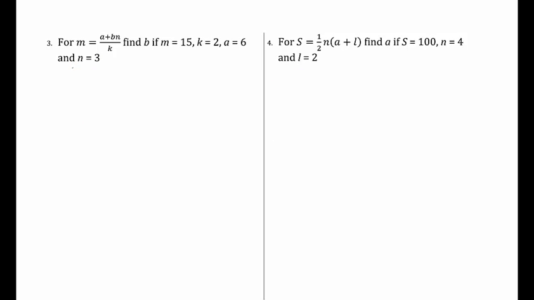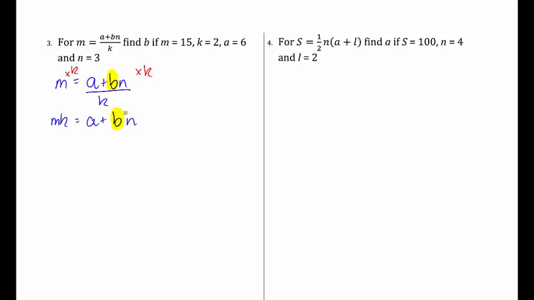Next one, M equals A plus BN all over K, and it's asking me to find B. So the first thing I have to get rid of, because all of the top is being divided by K, I have to get rid of that K first. Because it's being divided by K, I do the opposite, I times by K. So now I have MK equals A plus BN.